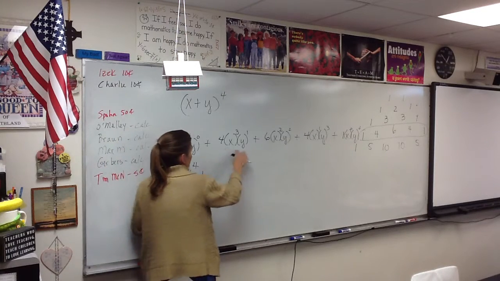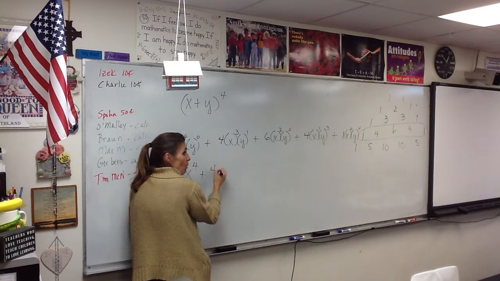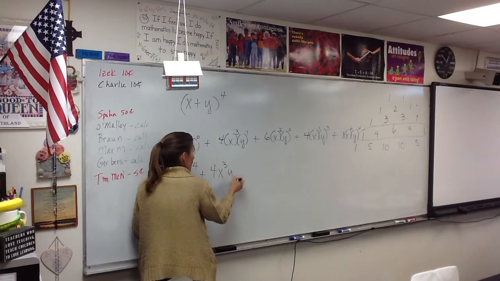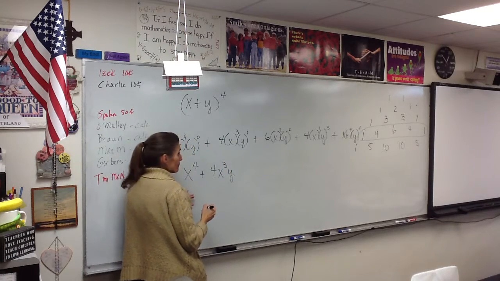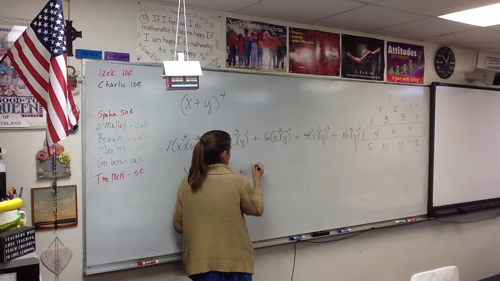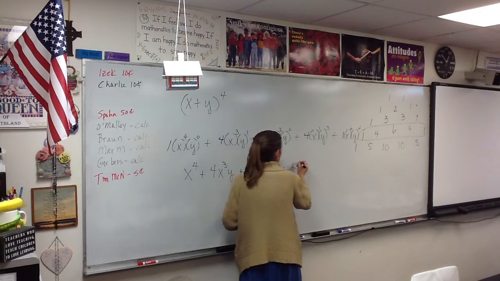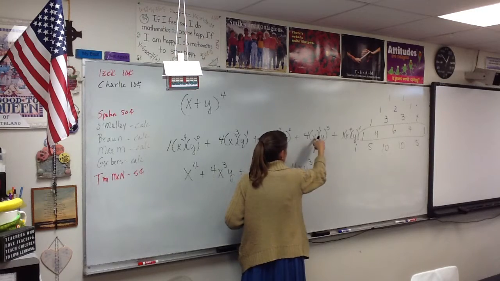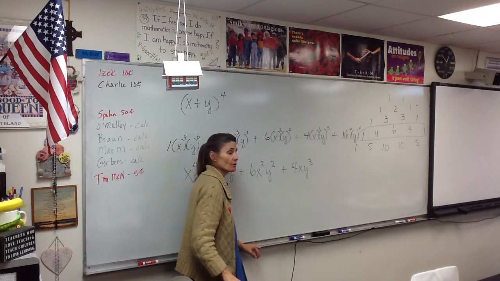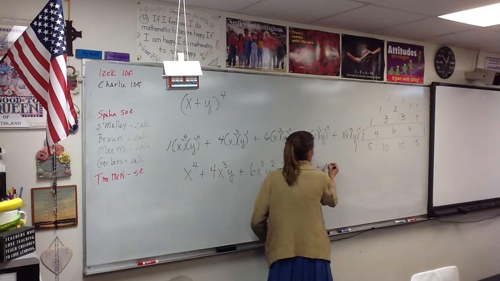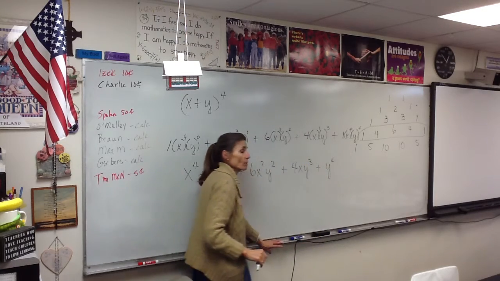What's this? 4x cubed y? And 6x squared y squared. Yep. 4y to the 3rd. Well, there's an x in there, so 4x y to the 3rd. And then on the very end, I have just y to the 4th.